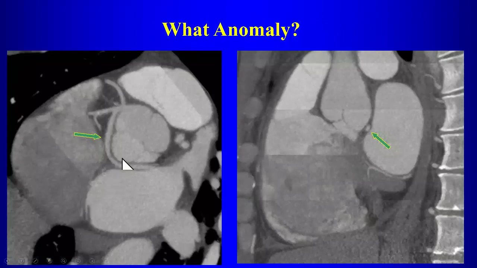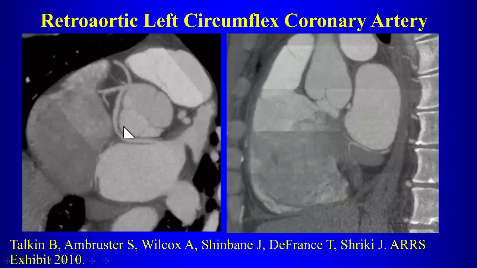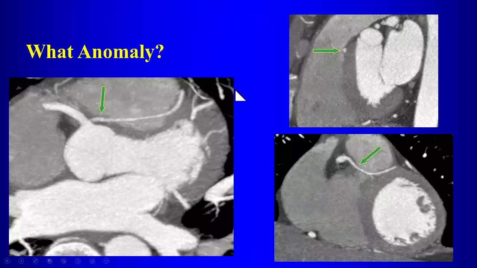This is another example of what anomaly. You see this guy going around, and then here on this reconstruction, here's the pulmonary artery, here's the aorta, here's the anomalous vessel. So what anomaly are we looking at here? Yeah, so again, we're looking at an example of the circumflex coming off the right, going behind the aorta. So remember I told you that that is the most common anomalous origin that you will see, the anomalous circumflex coming off the aorta, going behind the aorta, taking a retro-aortic course, okay?